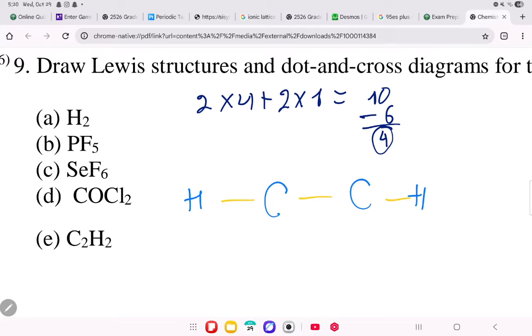So we have 4 divided by 2. That means we have 2 lone pairs. We can put a lone pair over here and another lone pair over here. And now we need to check, are they completing the octet and the duplet?